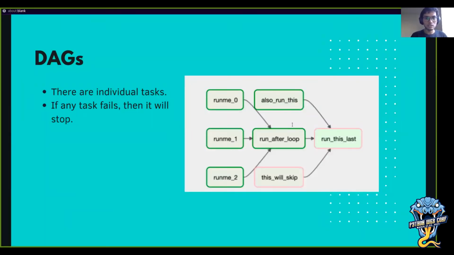So this is known as a DAG. It is like a graph, right? And these are the individual tasks. Here you can have a configuration. Let's say this run-after-loop task should only be executed if run_me_0 has executed successfully, then only this task should be run. So all those kinds of execution steps and specific configurations can be defined.